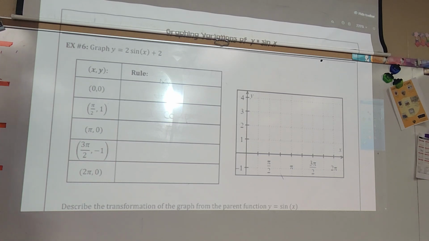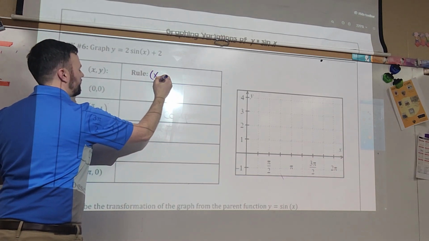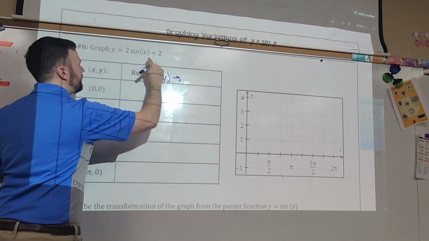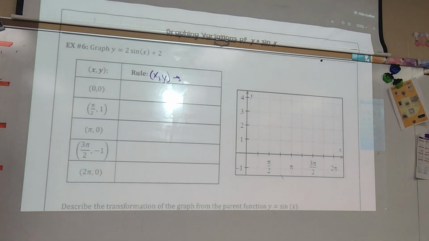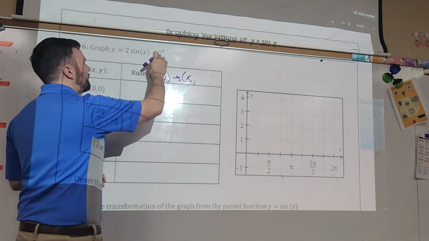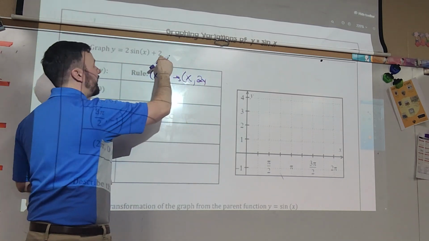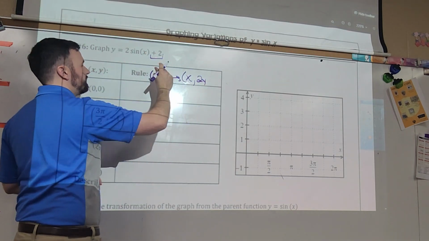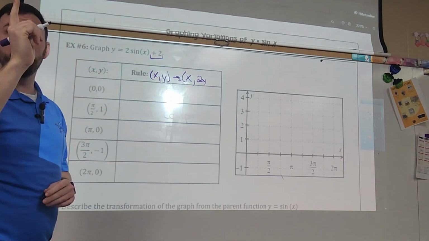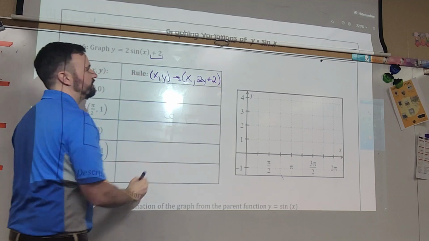All right, let's do it. On this one, I'm going to take my x and y. Is anything happening to my x? Nope. They're going to be just fine. What's that? So I'm going to multiply my y by 2 and then do what with that plus 2? It moves it up 2. So I'm going to take my y and times it by 2 and add 2.